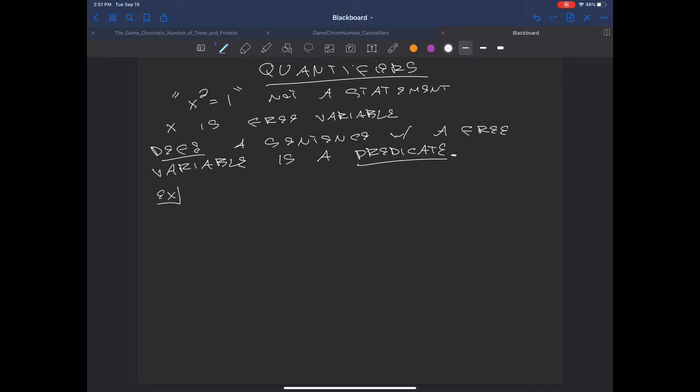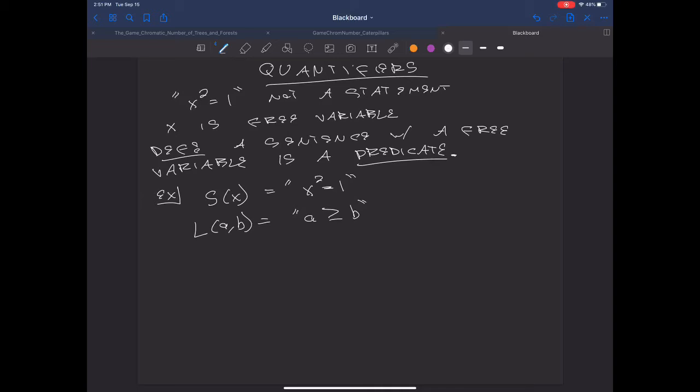Some examples. Often we write these as functions, so we write it as a function of x. x squared is equal to 1. That is a predicate. You can also have two free variables. a is greater than or equal to b, okay? So that is also a predicate.